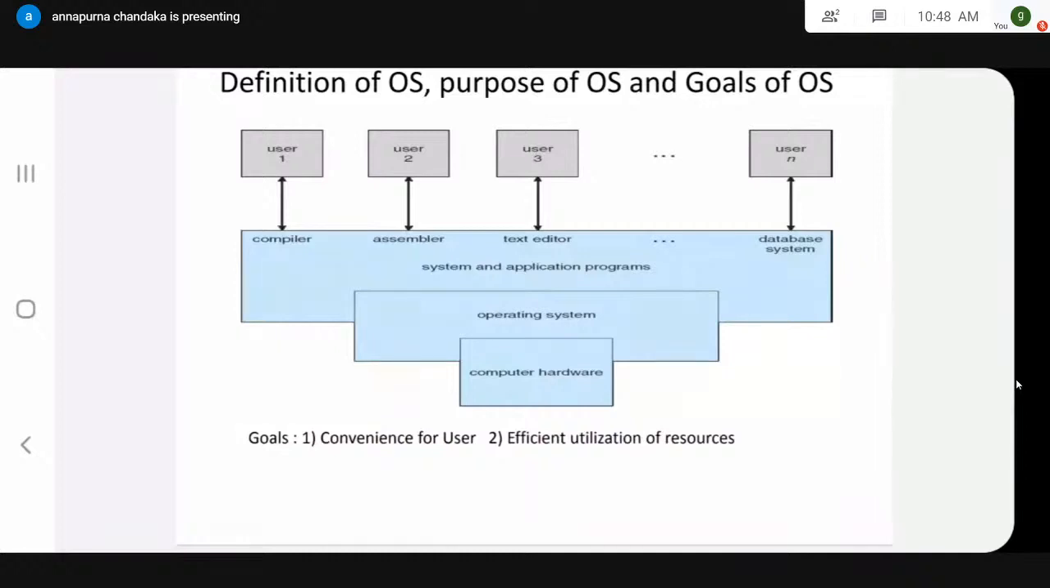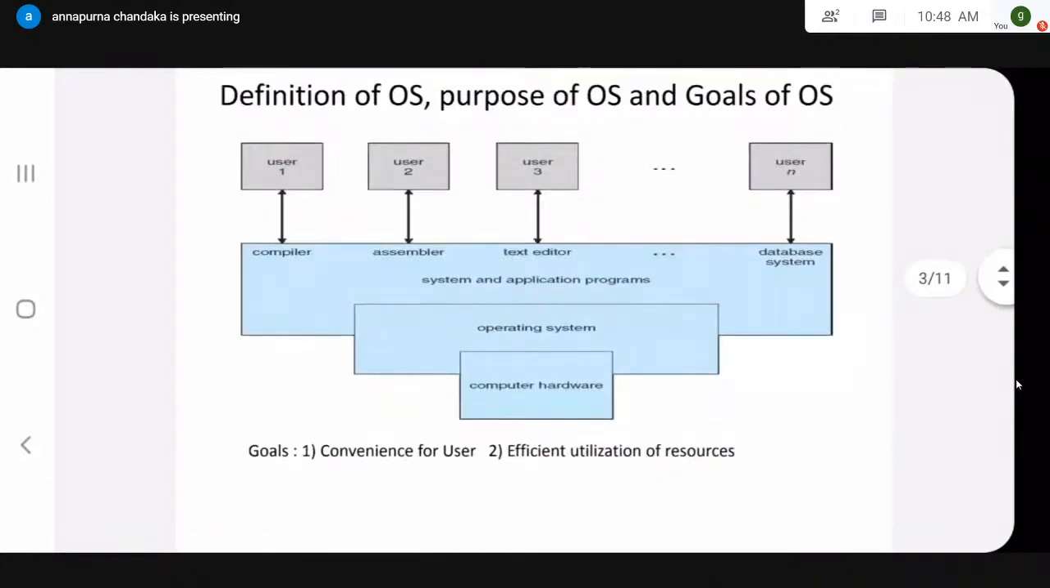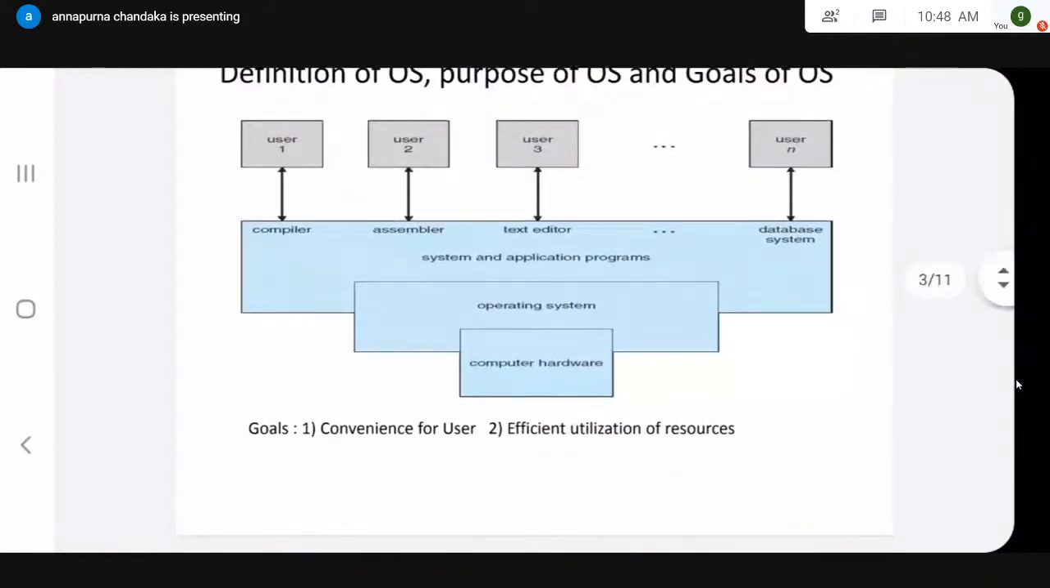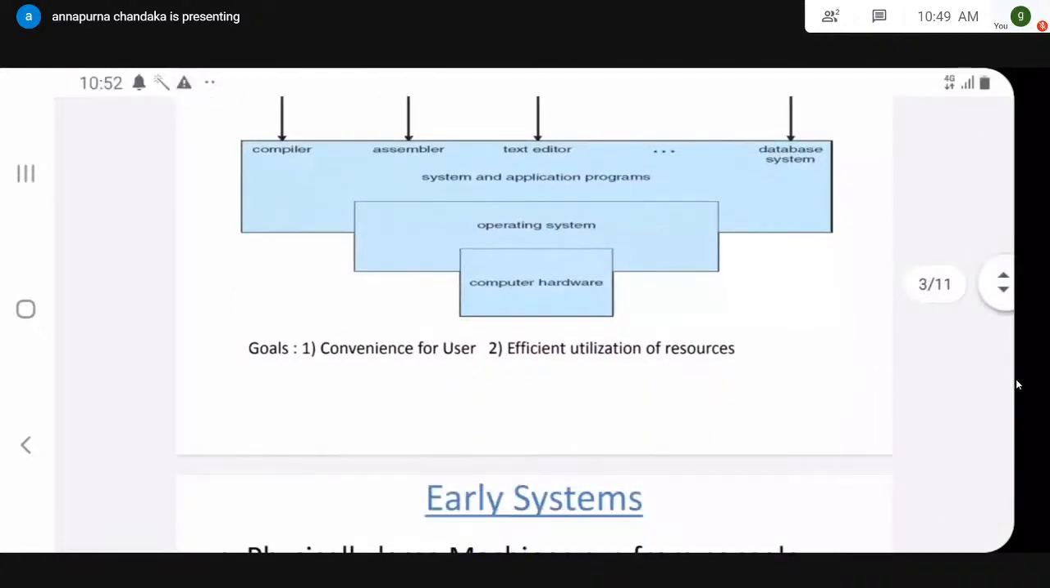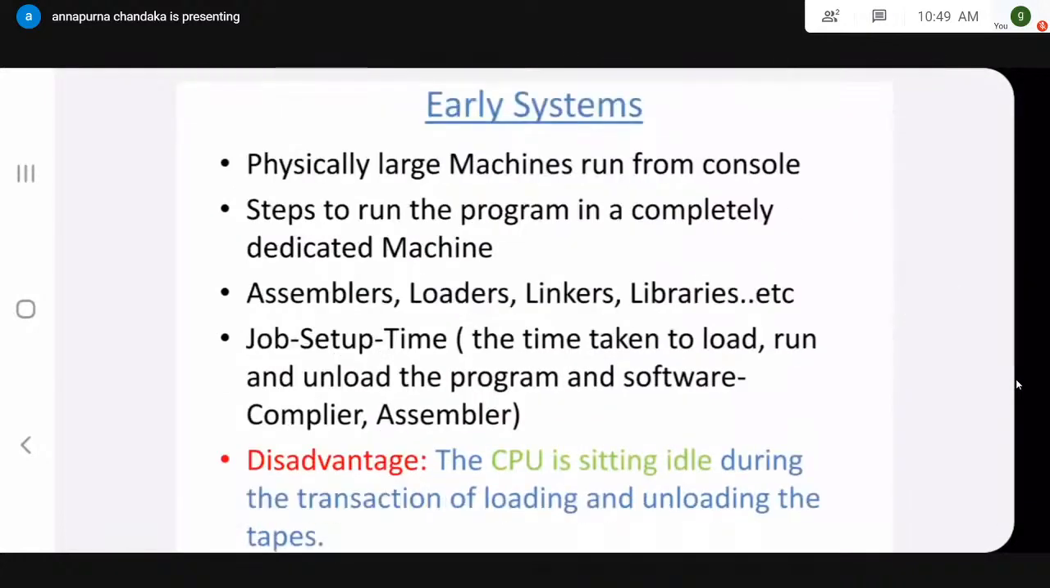Now, let us move to how the operating system was invented. In the earlier days, the 1970s and 1975, how were people using the computer system, how were they running programs, and what different kinds of struggles did they face in order to run a program? This topic is titled early systems. So first of all, let us see what early systems were like.